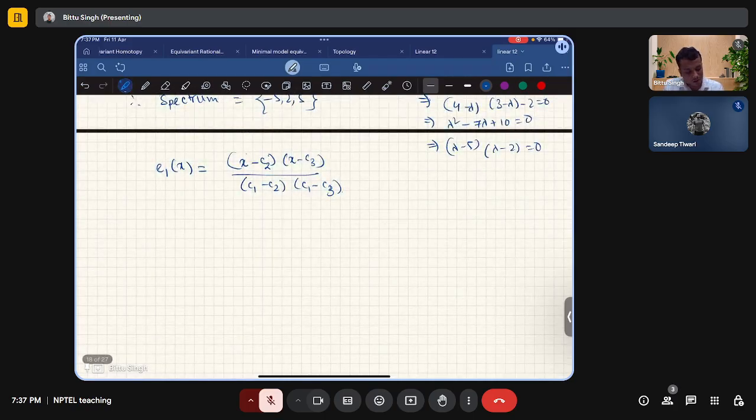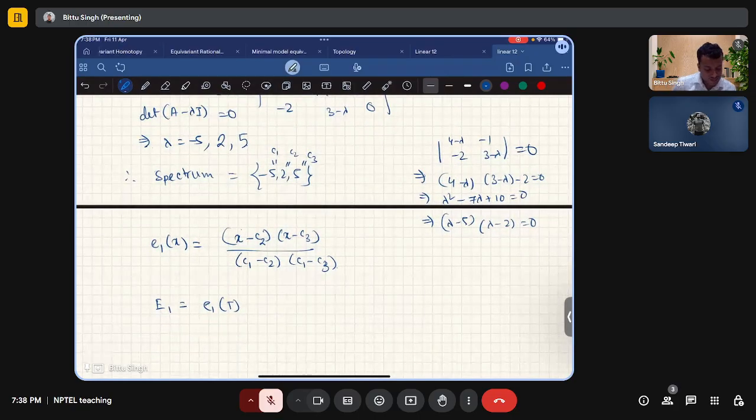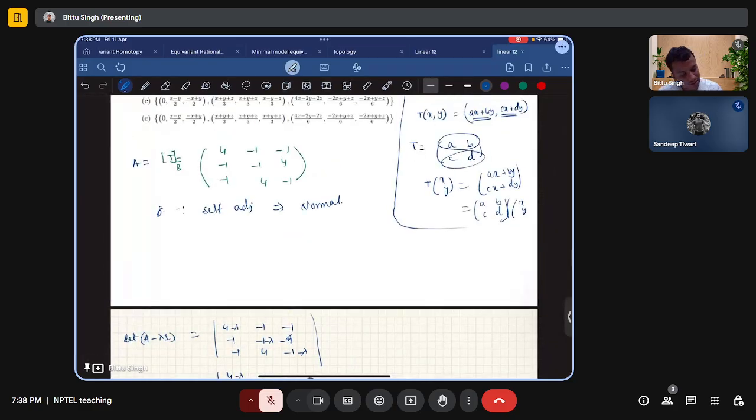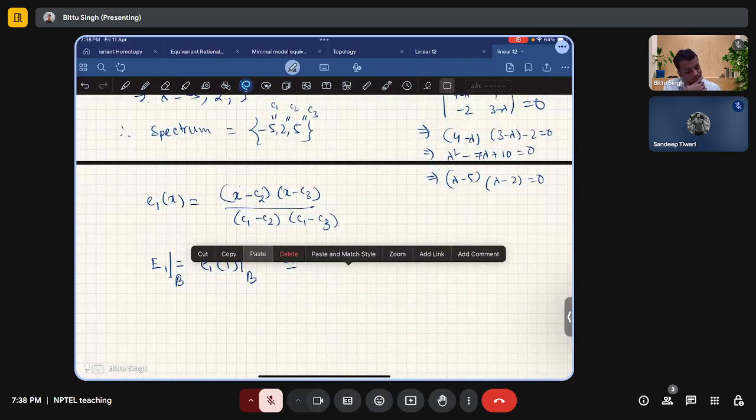So what is E1? E1 is same as E1 applied on T. So I am not finding U1, but I am finding the matrix representation of this U1. Okay, so that is what x minus. So this is our A. So I need to subtract C2 from this thing.